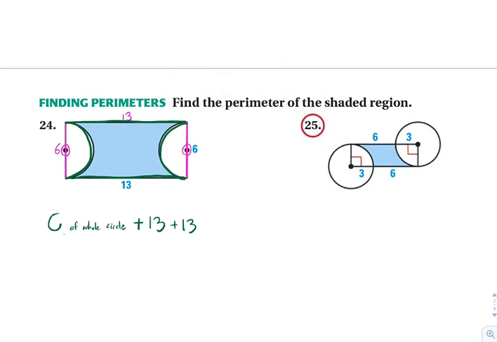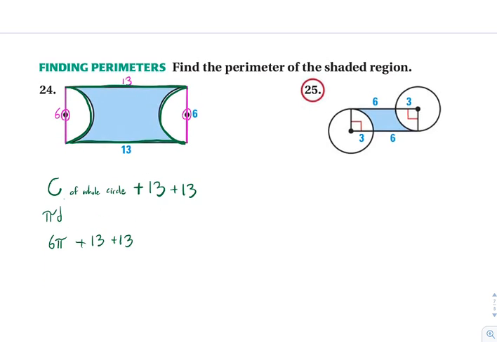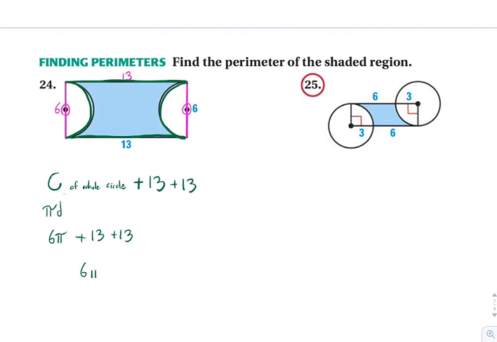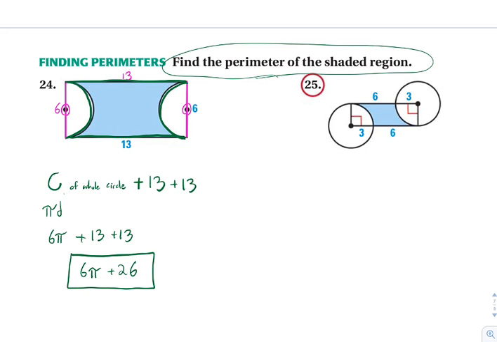So the circumference of the circle, I'm going to use pi times diameter since we have the diameter. So we've got 6 times pi, or 6 pi, plus 13 plus 13. So that comes out to be 6 pi plus 26. That's absolutely an okay way to leave an exact answer. If you would like, you could plug that into a calculator with an approximation. It doesn't tell you to approximate or get an exact answer, so I'm always going to choose an exact answer. Okay, so on the next one, let's look at what we got.